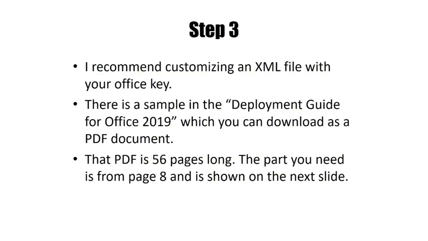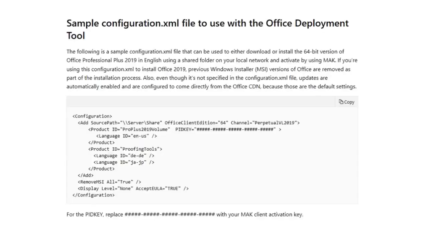There's a sample of how to do that in the deployment guide that you can download as a PDF document. Unfortunately, it's 56 pages long, and the part you need is from page 8, so we'd like to show you that particular piece of that entire document. This is the area that we're going to use to create our own XML file with our own unique key for a copy of Office 2019. We're going to copy the area in gray.